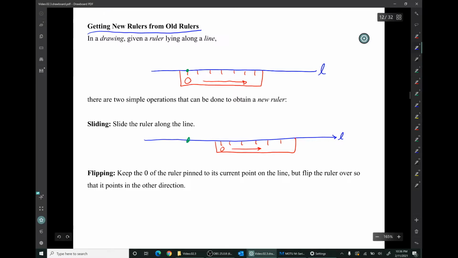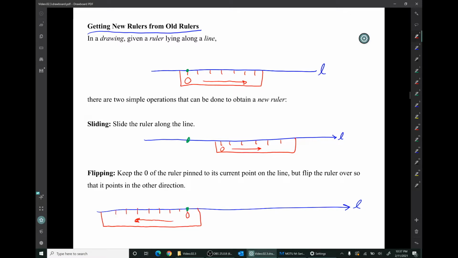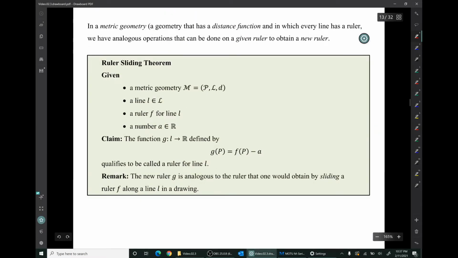So another operation you can do with a ruler in a drawing is you can keep the 0 of the ruler pinned to its current point, but flip the ruler so it points in the other direction. So now the ruler is pointing in the other direction, but I kept the 0 in the same place, pinned to that green point.